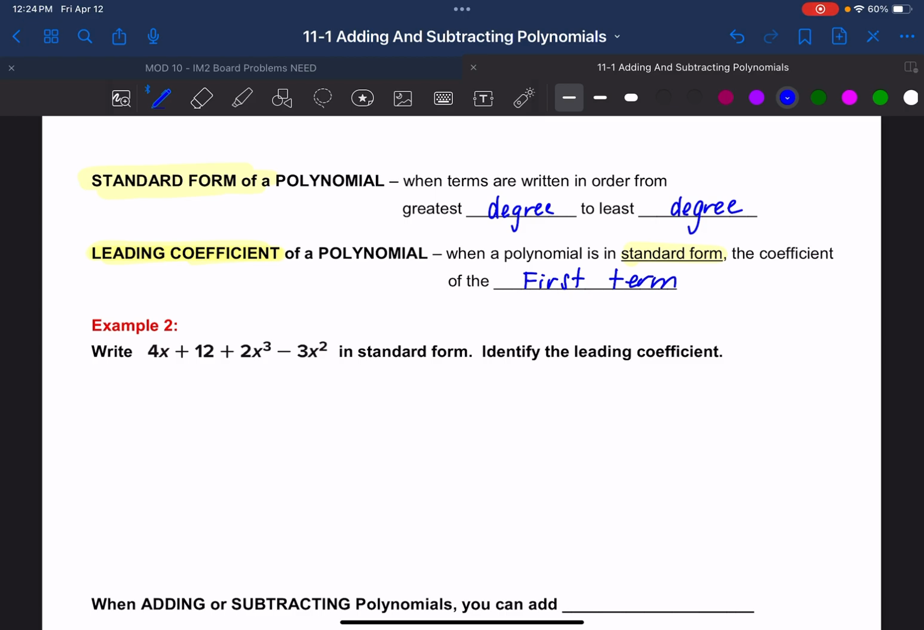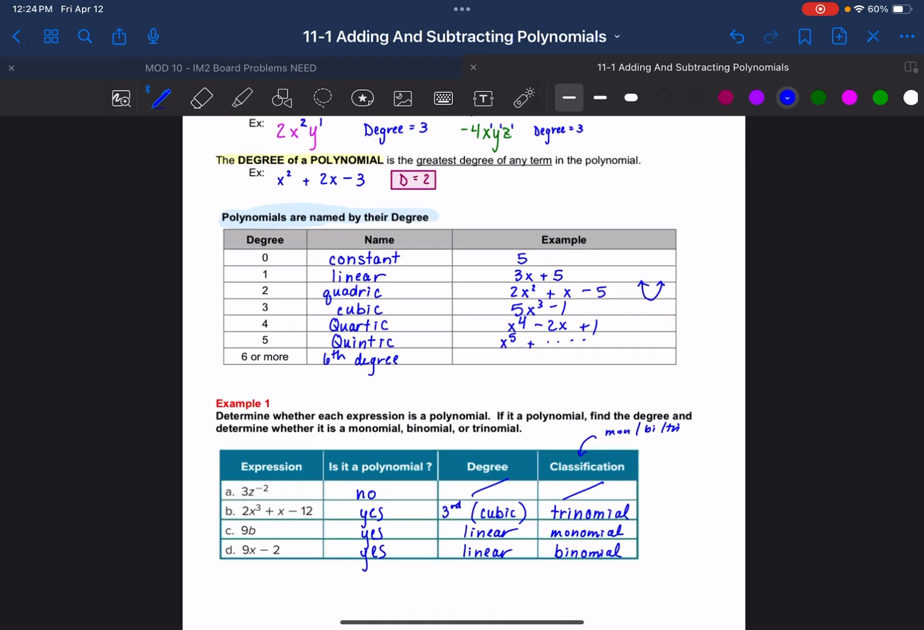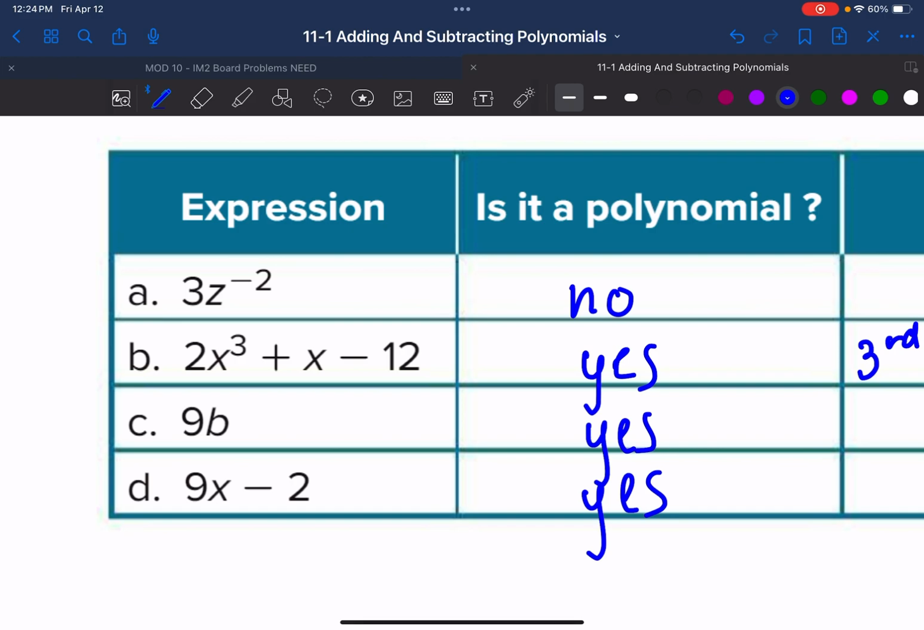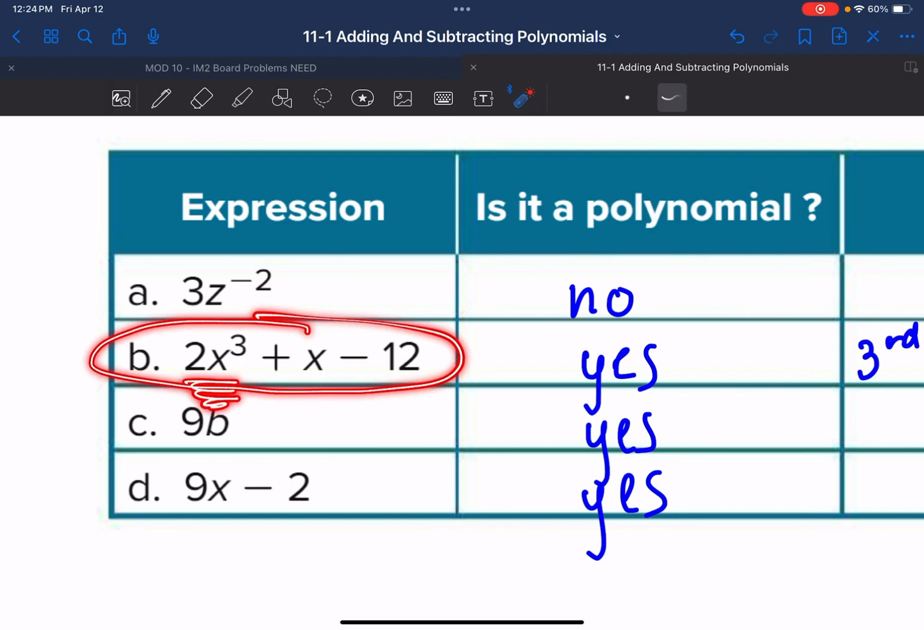Okay, so let me show an example on the previous page. This one, for instance, is written in standard form because I have the terms written in order from the degree of each term. This degree is third, this guy degree is 1, this is 0. So they're basically descending in the degrees of x's, right? So this would be considered in standard form. So therefore, the first term, the leading coefficient, remember coefficient is the number in front of the variable. The leading coefficient would be 2.